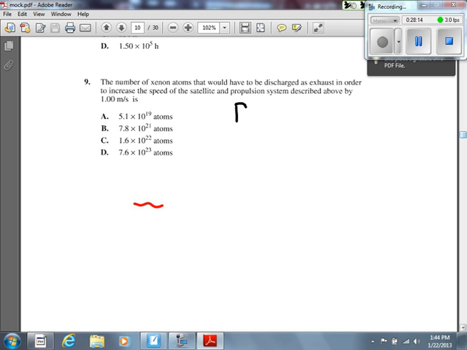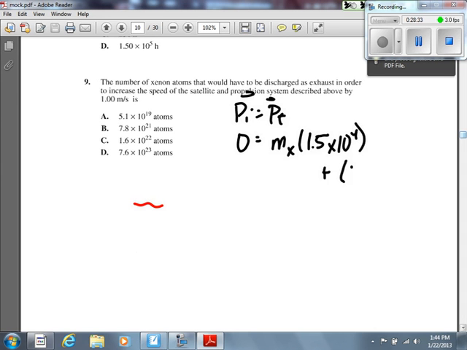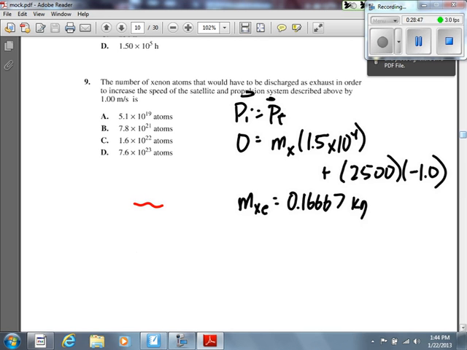I'm going to say Pi is equal to Pf. The total initial momentum before anything happens is 0. That's equal to the mass of the xenon times the velocity of the xenon after the explosion has taken place, plus the mass of the satellite, which is 2,500 kilograms, times the final velocity of the satellite, which is -1. Solve for the mass of the xenon here, and it ends up being 0.16667 kilograms. The total mass of the xenon released as propellant, or as exhaust, is 0.16667 kilograms.